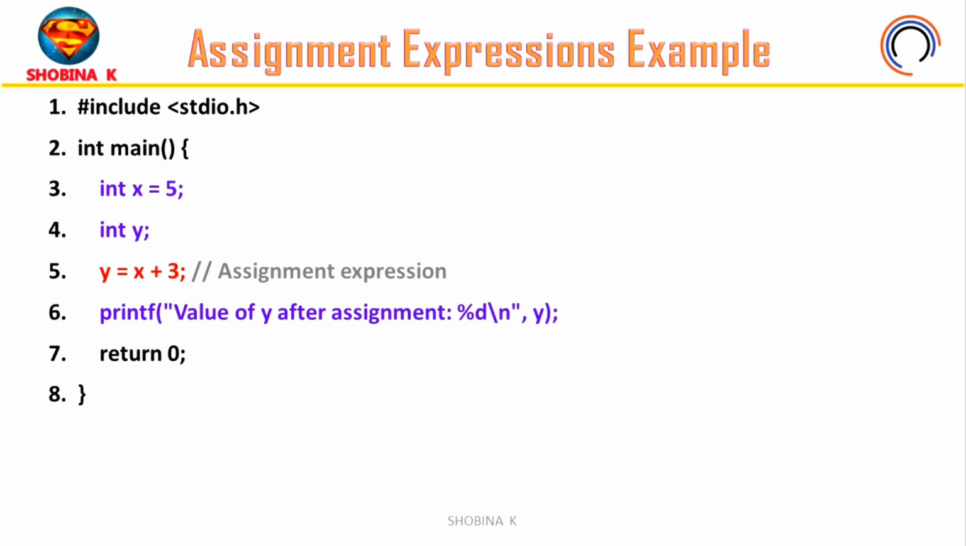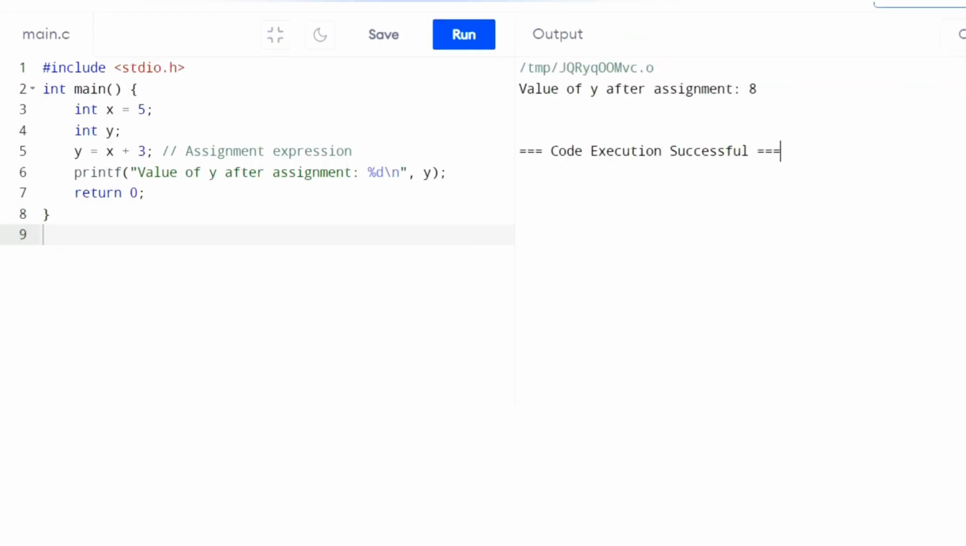Include necessary header files. Main function, which is the entry point of the program. First, we declared an integer variable x and initialized it with the value 5. Next, we declared an integer variable y without initializing it. y = x + 3 performs an assignment expression where the value of x, which is 5, is added to 3, and the result 8 is assigned to y. And finally, we print the value of y after the assignment, which is 8. Now let's run this code. And in the output, you can see how assignment expressions are used to assign values to variables.